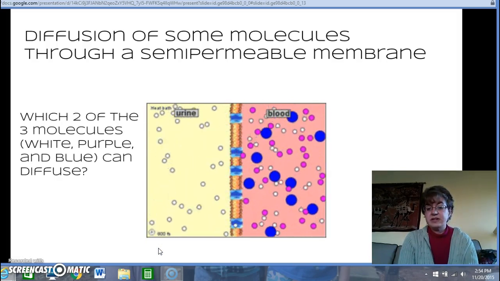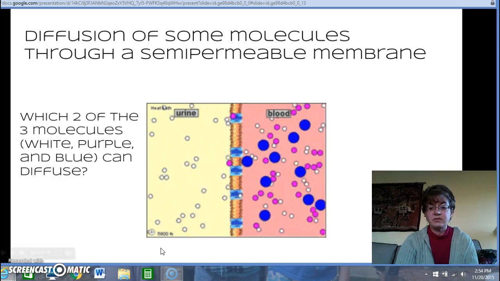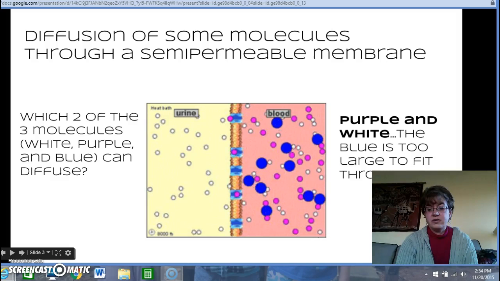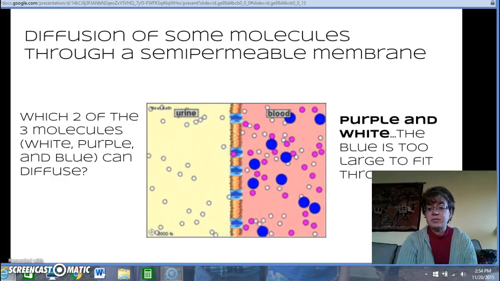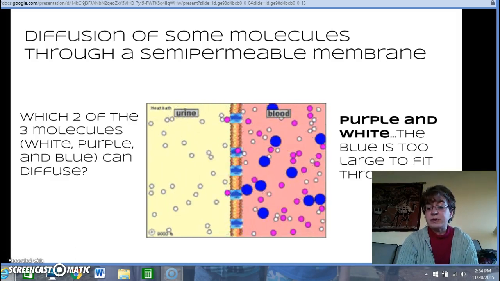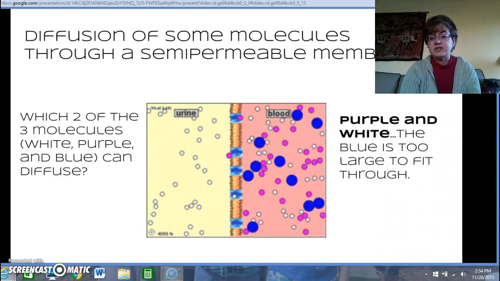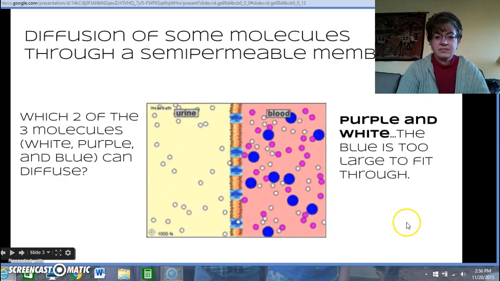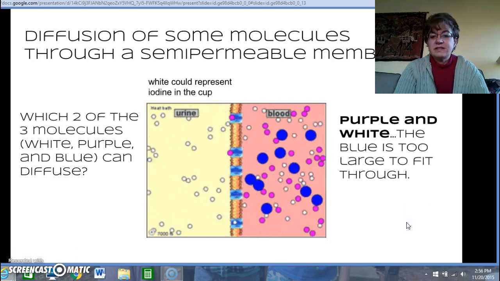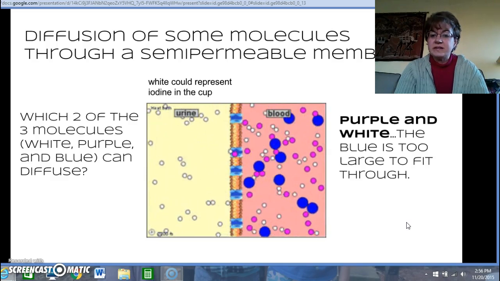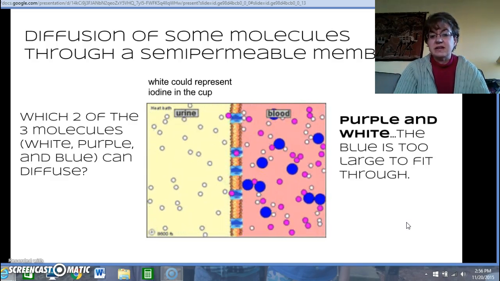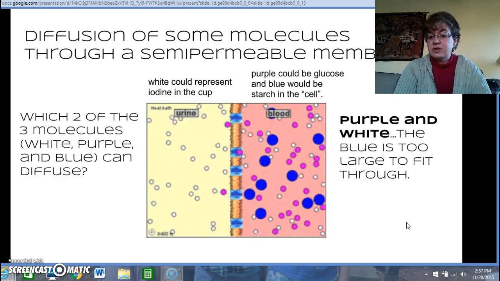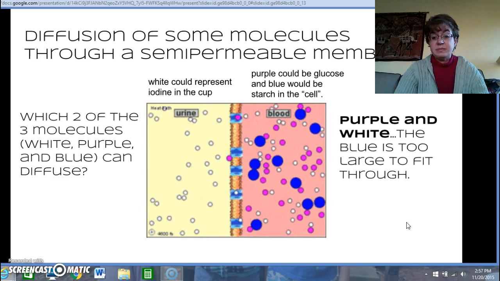So have you figured it out? Can you see which two will actually fit through? All right. So it's your purple and your white that are fitting through, but those blue molecules are just too big to fit through that membrane. So we can look at this and say, okay, these white circles could represent the iodine that's in the cup, and the purple would be the glucose, and the blue could represent the starch because it's so much bigger than the glucose.